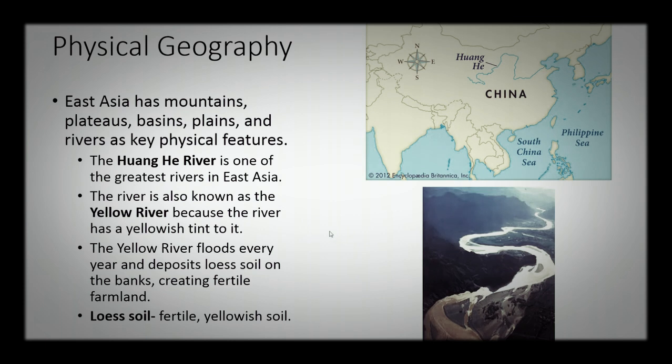So the reason why the Yellow River is so important is because, very similar to the Nile, the Yellow River actually floods. And as it floods, it deposits loess soil along its banks, creating a very, very fertile region once the waters contract again. All right, so that's the Yellow River.